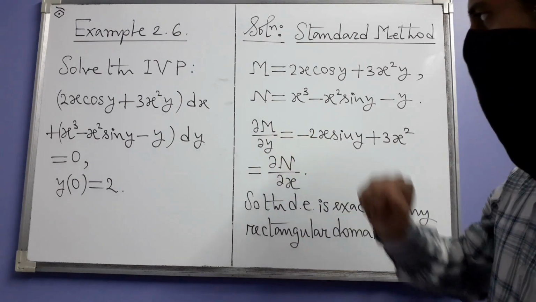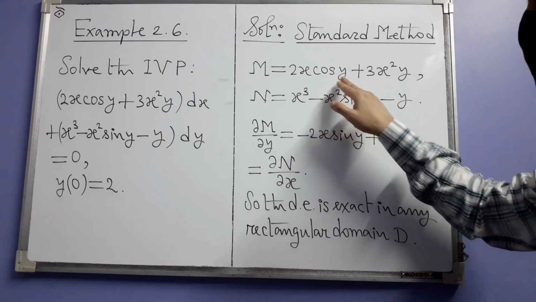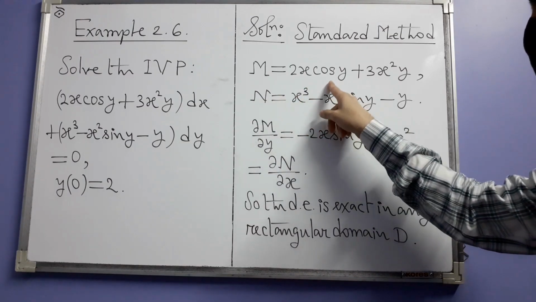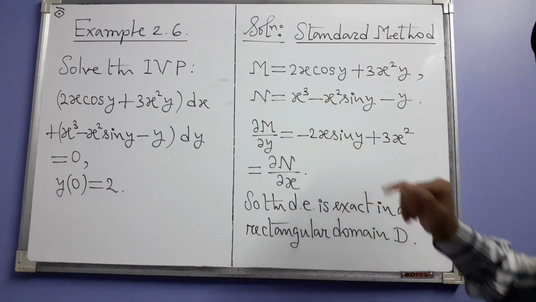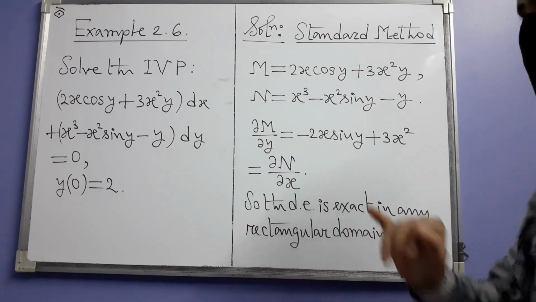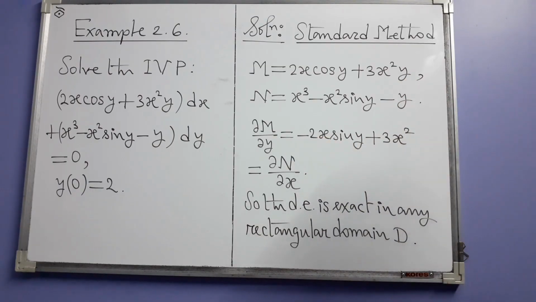So we calculate the partial derivative of M with respect to y. If you differentiate this partially with respect to y, x is considered constant and cos y will give you minus sin y. So that way you get minus 2x sin y. From this term you are going to get 3x square because y will give you 1. So minus 2x sin y plus 3x square.